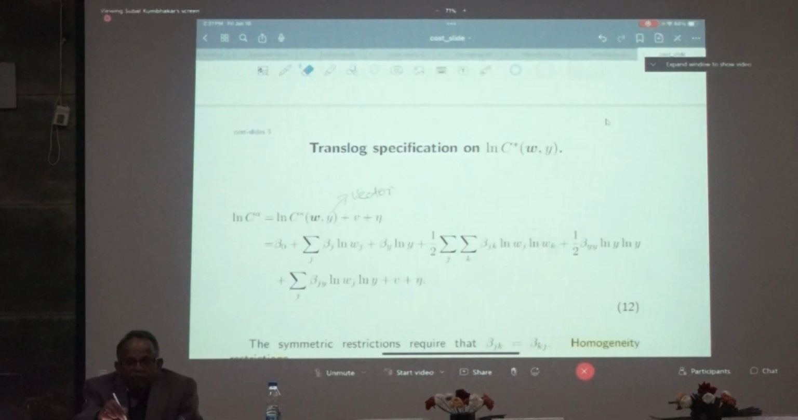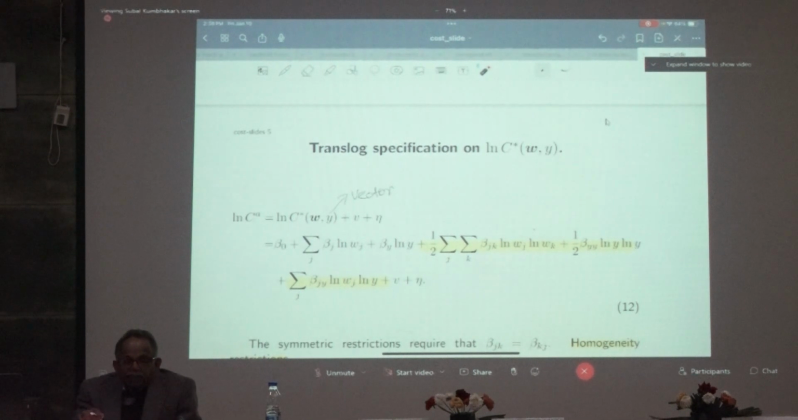Let me just cross out this part, so let's get rid of this. Then what is it? This is a Cobb-Douglas cost function. What is Cobb-Douglas? It is a log linear function of the arguments. In a production function, the arguments are inputs. When you take a log linear form, log of y is a linear function of log of x's. Here the arguments for the cost function are w and y, so you take a linear function of log of y and log of w. You have a single output y, so this is its coefficient, and these are the coefficients of the input prices.